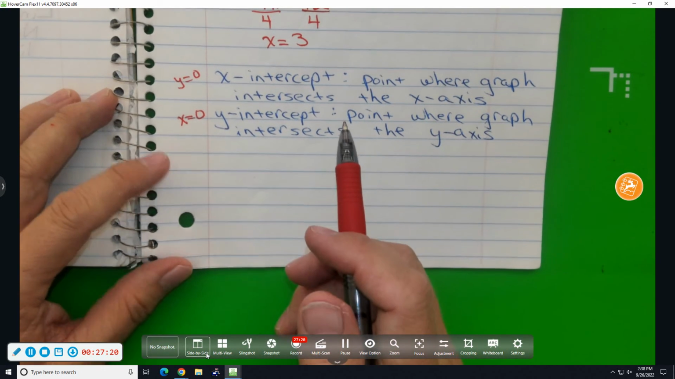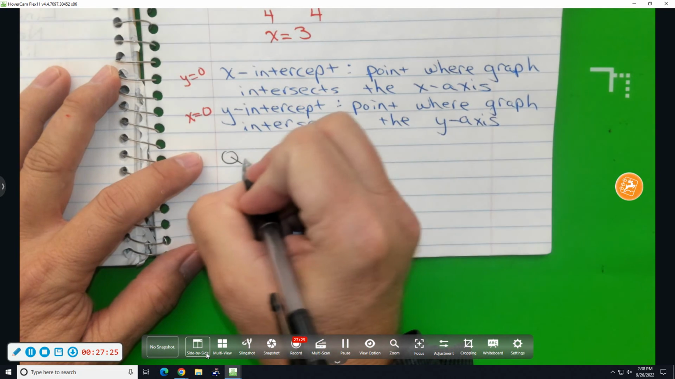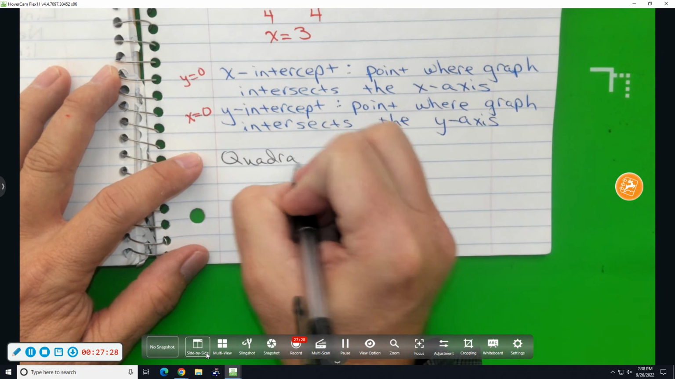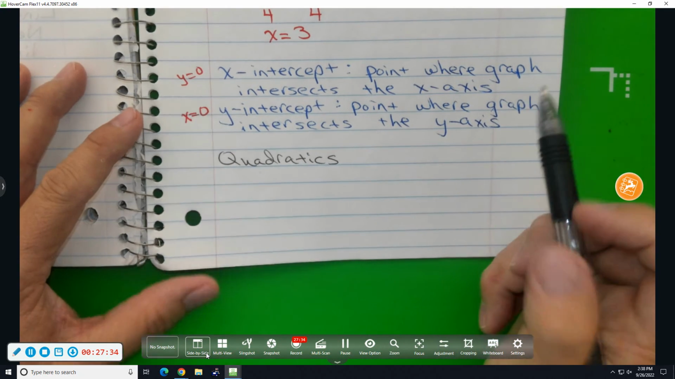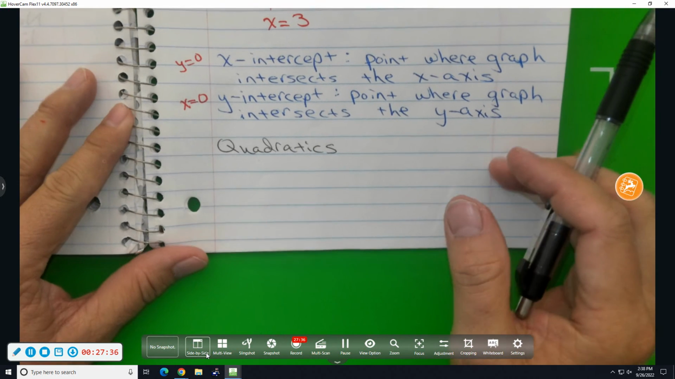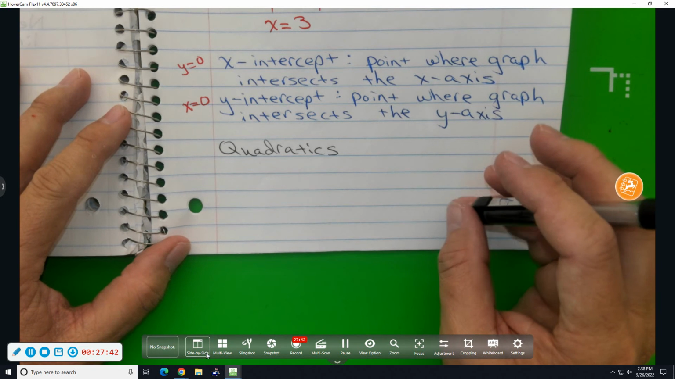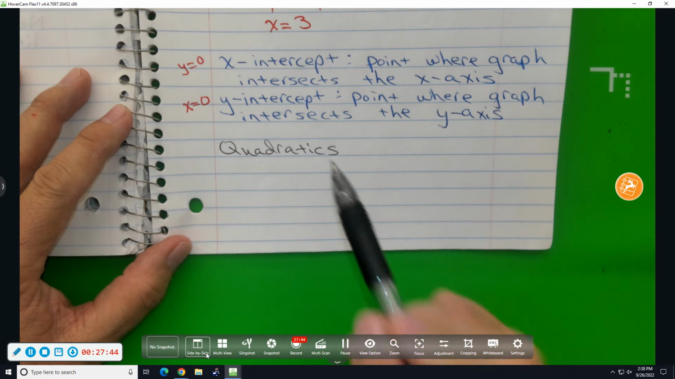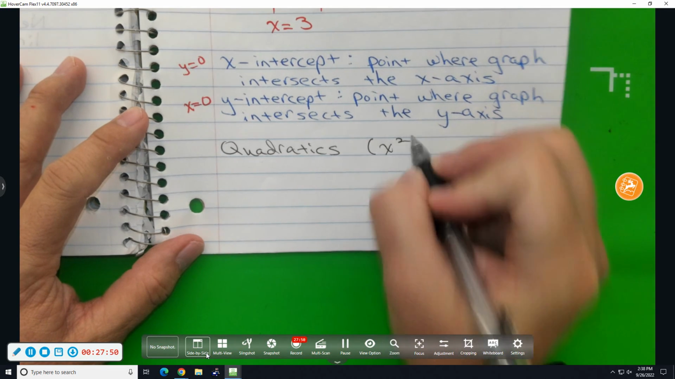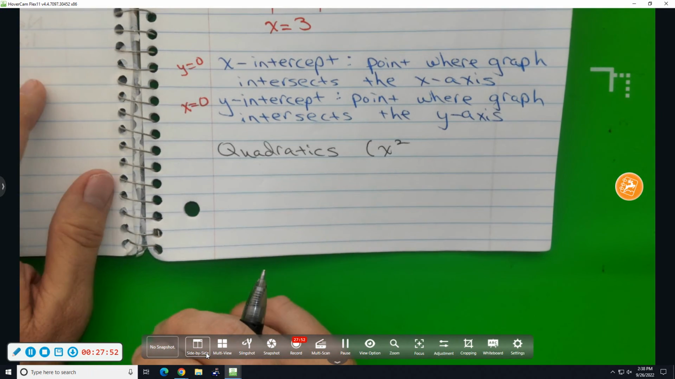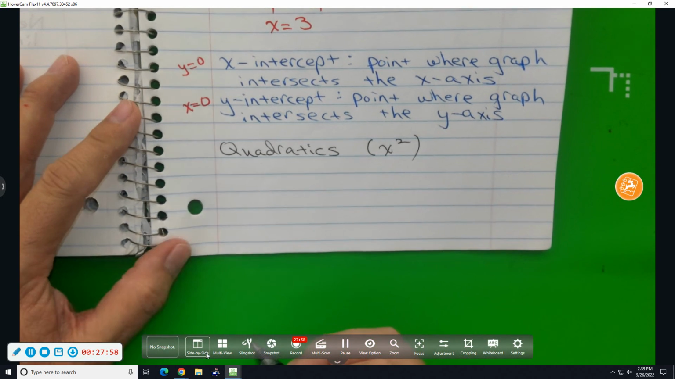The second thing we're going to be graphing is quadratics. A quadratic equation, well, you tell me, what exponent has to appear in the equation to be quadratic? Square. So for quadratics, your equation contains x squared. Not an x cubed or an x to the fifth. It has to have an x squared. That's how you can spot a quadratic.